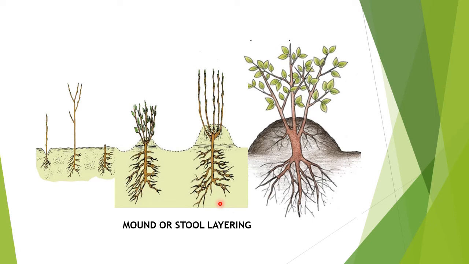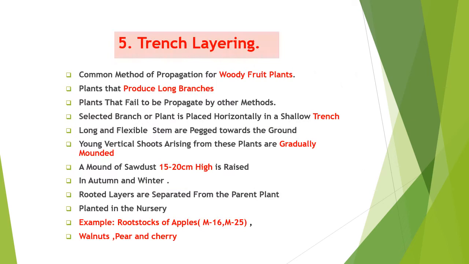There may be a difference between a mound and a stole. In stole, you are not making a deep cut. In mound, you are making deep cuts. So one more is called the trench layering. Trench layering is a common method of propagation, as the name signifies, trench. You are making a trench and you are burying a branch of a plant, or sometimes a full plant, within a trench, keeping the buds or the shoots open, which will form the vertical branches.